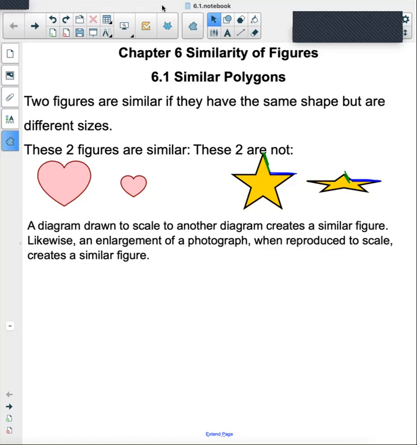Okay. So a diagram drawn to scale to another diagram creates a similar figure. So if we reduce it or enlarge it by the same factor, they are similar. So if we enlarge a photograph, when reproduced to scale, we'll also create a similar figure. All right.